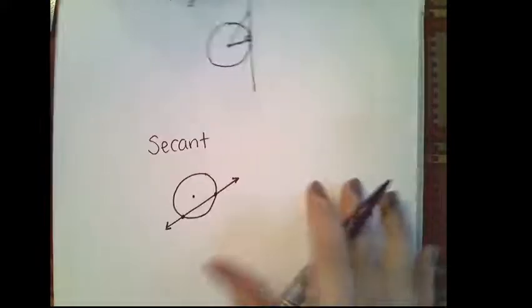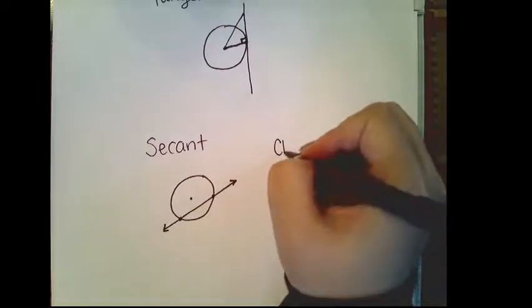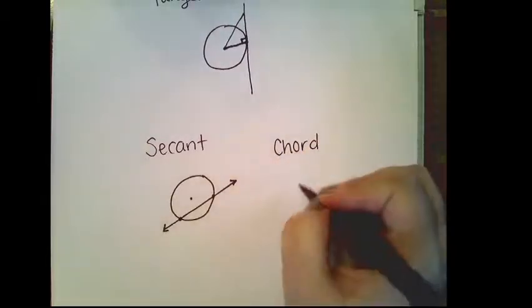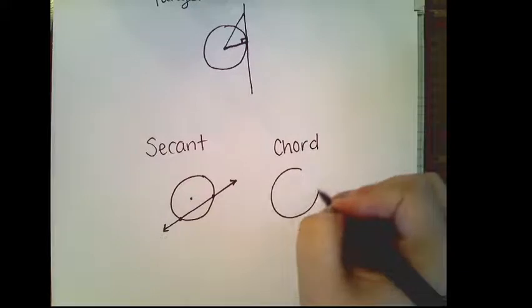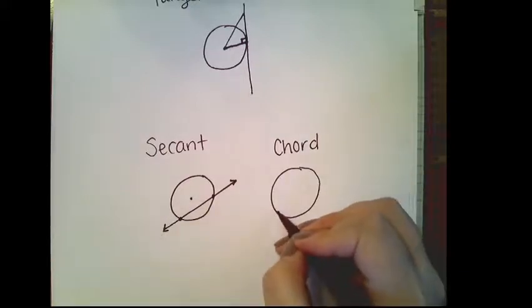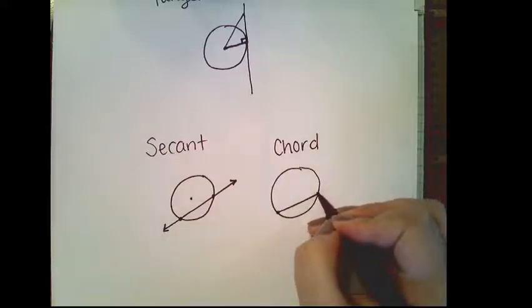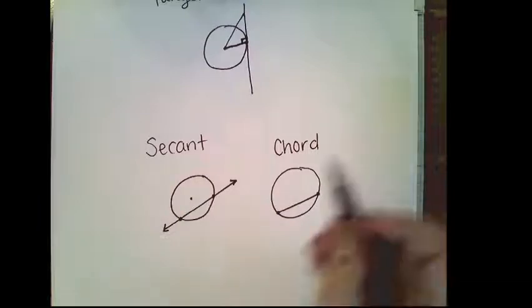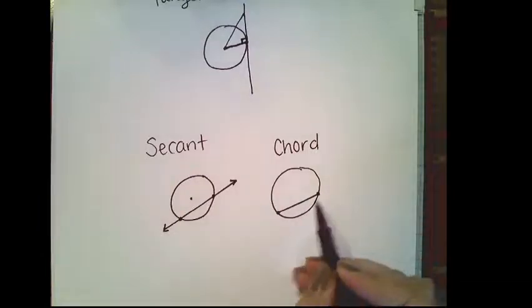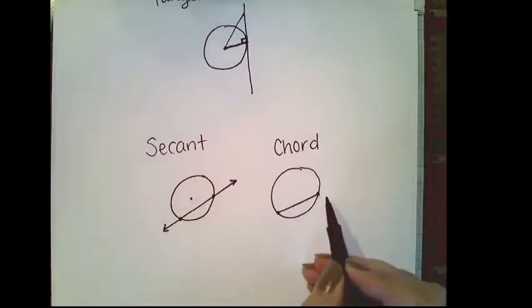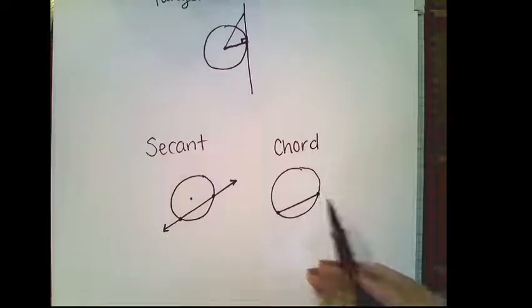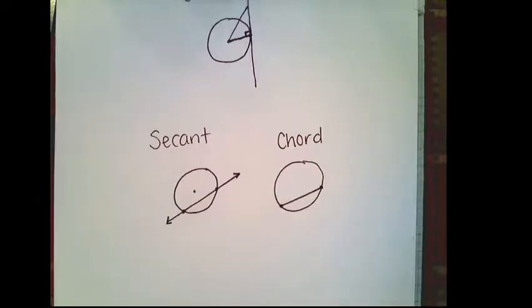Along with a secant is a chord. And a chord is just the inside part of the secant. So it's a line segment that ends on the edge of the circle. So how can we use these?